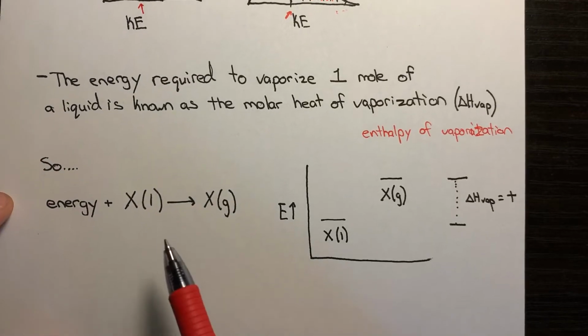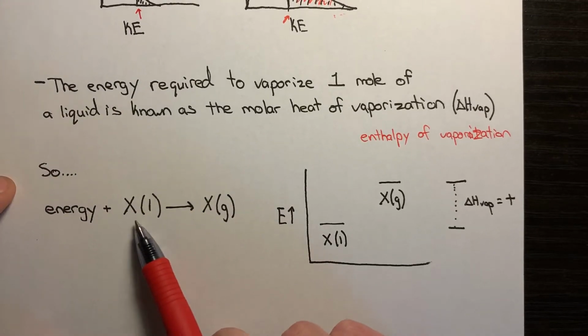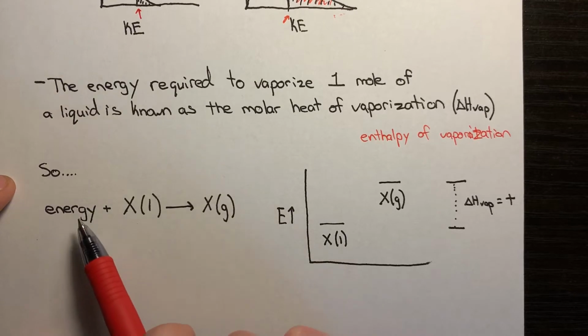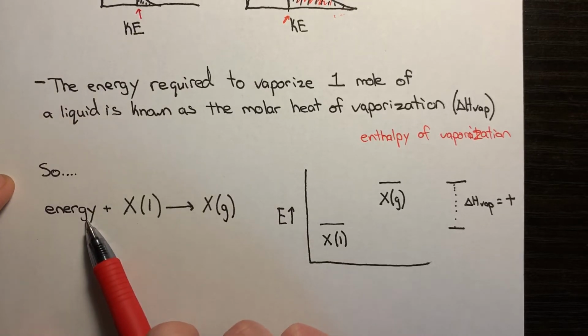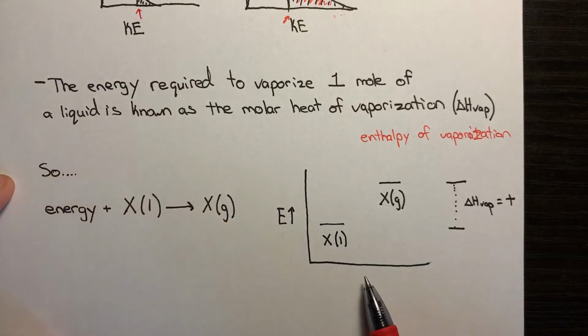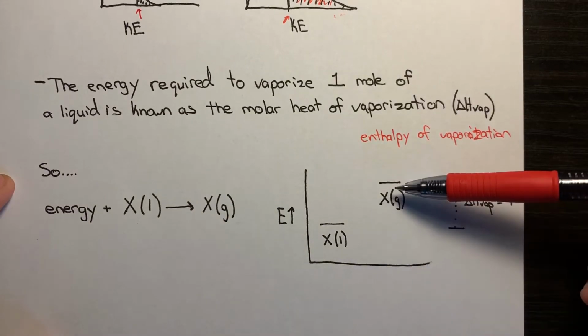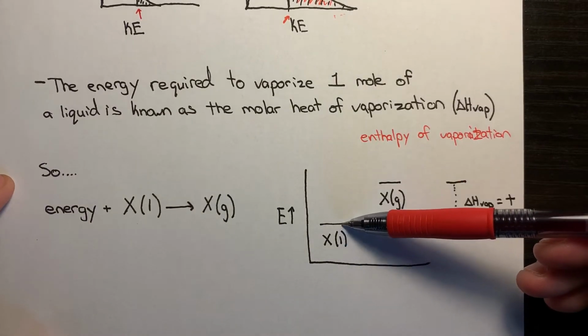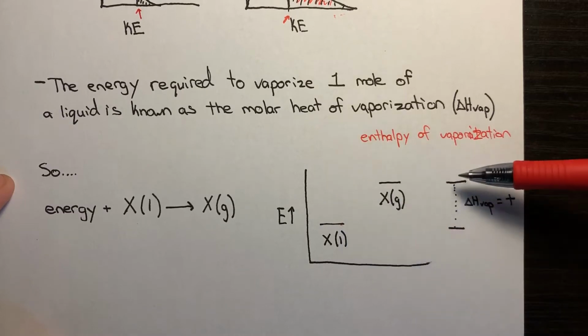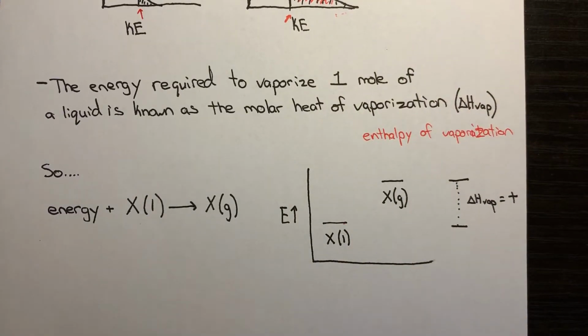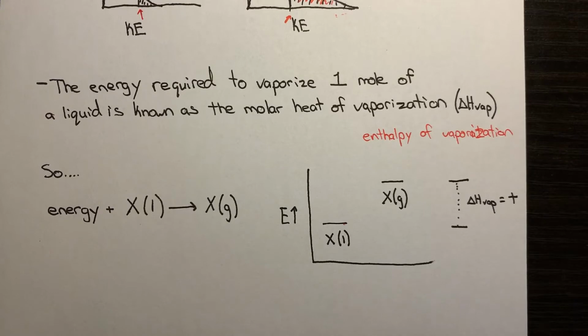So again, if we're representing this physical process to go from the liquid to the gaseous state, there is a requirement of energy. So we would consider it to be a reactant. As far as our potential energy diagram goes, in going from the liquid to the gaseous state, we represent this as an increase, and therefore we have a positive delta H, denoting the endothermic nature of this process.